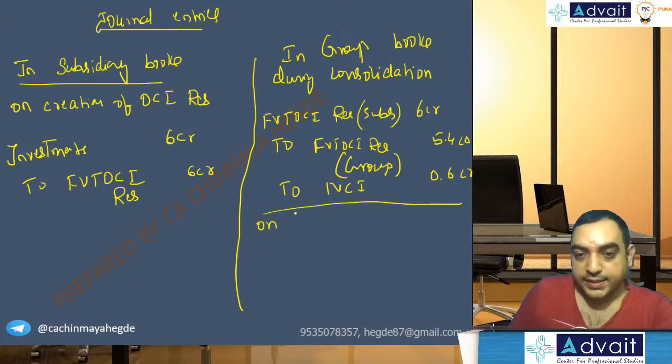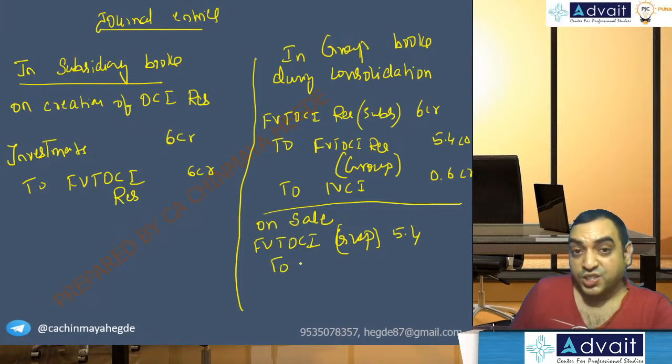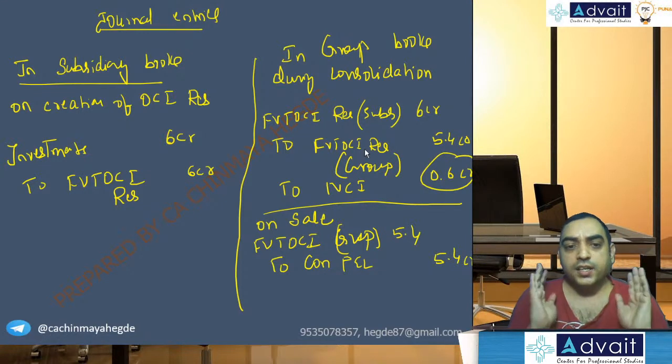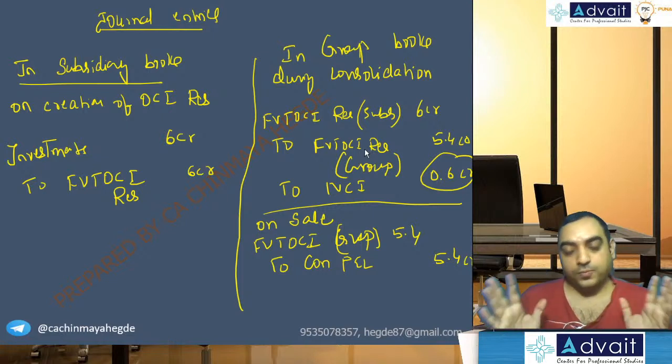Now on sale, FVT OCI of group 5.4 crores will be transferred to ConPL, that is group P&L, 5.4 crores. Now NCI is anyway derecognized, so you don't have to worry about it. Did you get the clarity now?